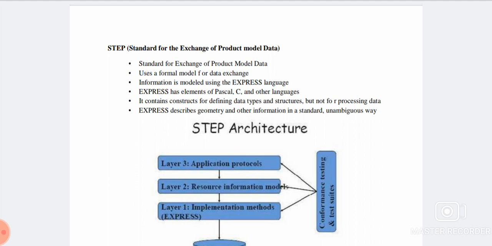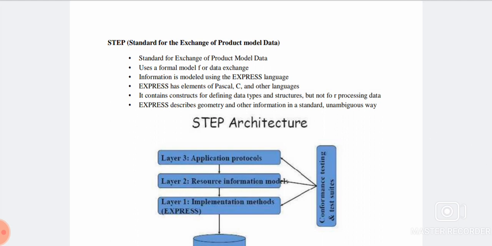STEP means Standard for the Exchange of Product Model Data. It uses a formal model for data exchange. Information is modeled using the EXPRESS language. EXPRESS has elements of Pascal, C, and other languages. It contains constructs for defining data types and structures, but not for processing data. EXPRESS describes geometry and other information in a standard, unambiguous way.